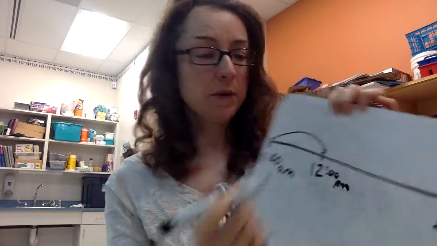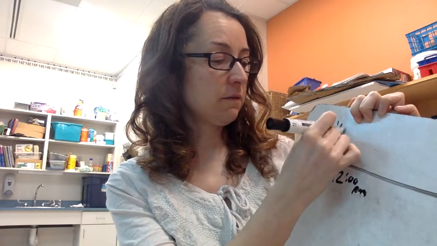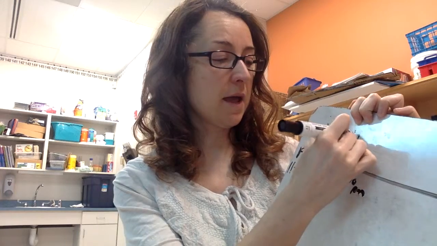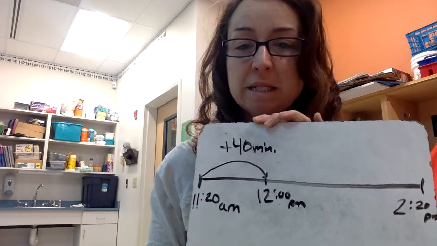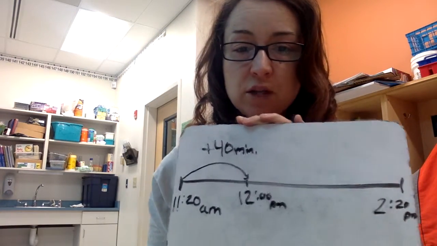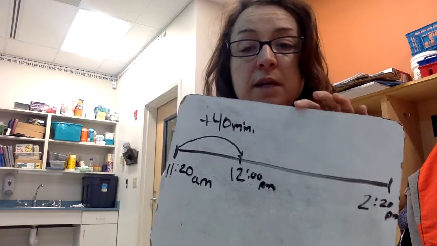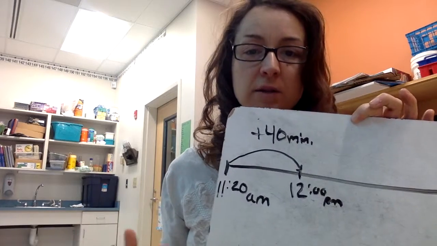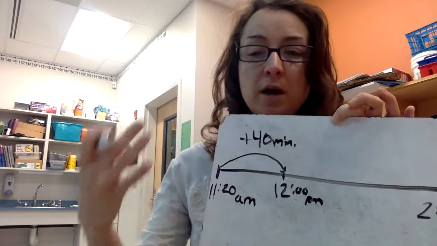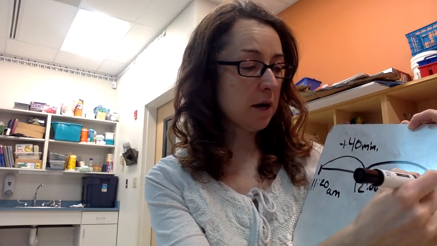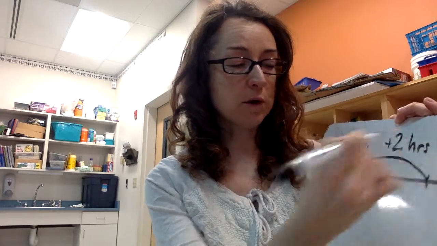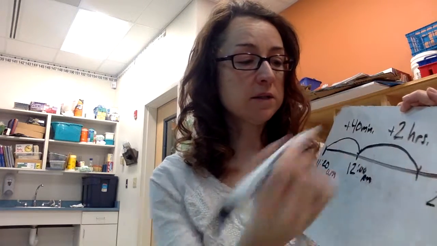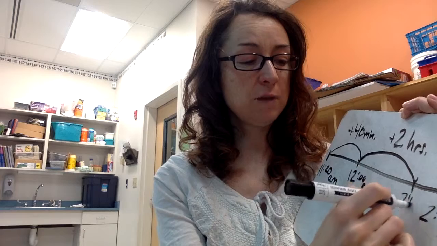I'm going to put on my little number line, plus 40, and I'm going to put MIN. MIN period is the abbreviation for minutes. So that brings me to 12. Now I need to get to 2:20. What I feel confident in now is I can easily jump a couple hours. So I'm going to make a big jump here, and I'm going to say plus 2 hours, and that's going to bring me to 2 p.m.